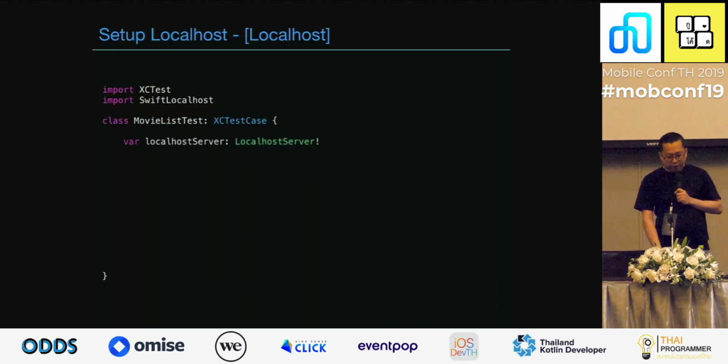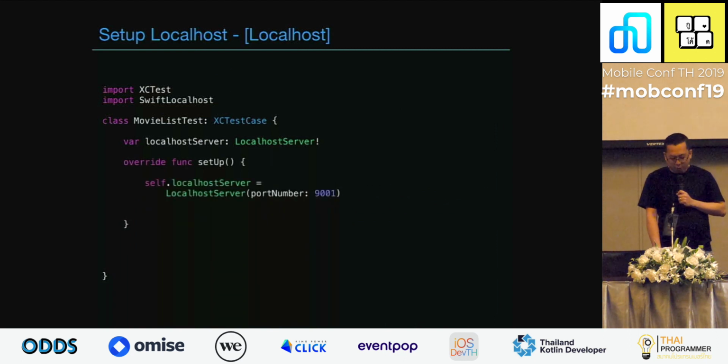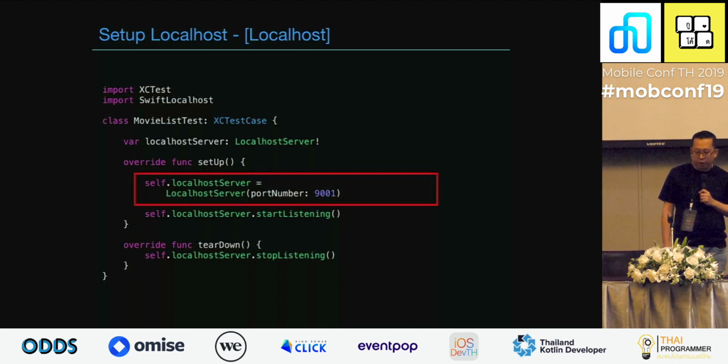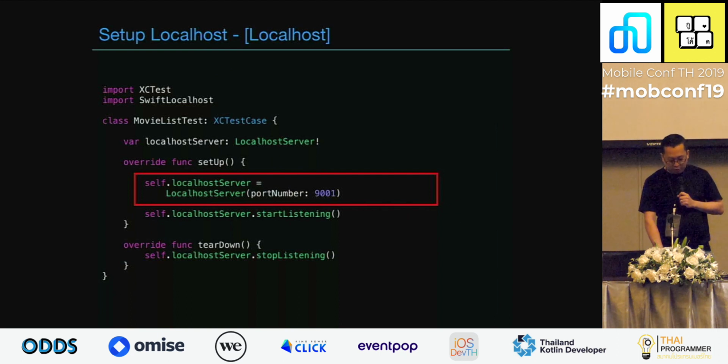And then next, we create an instance of localhost server. In the setup, we will initialize the server with a random port number, and then we will tell the server to start listening. In the teardown, we will tell the server to stop listening. However, using a fixed port number may not be ideal as it prevents us from running our tests in parallel. So instead, we're going to use this class function, initiate using random port number, to assign the next available port number for use.